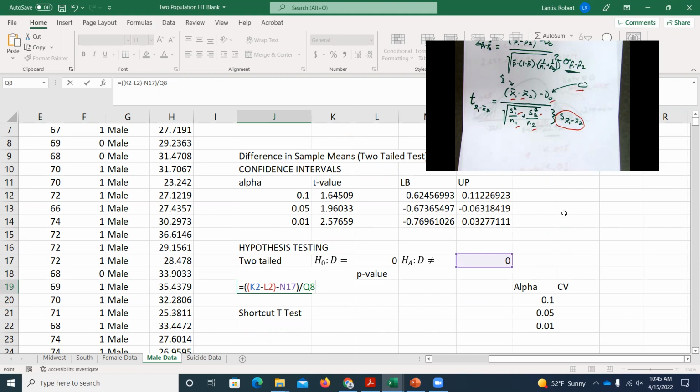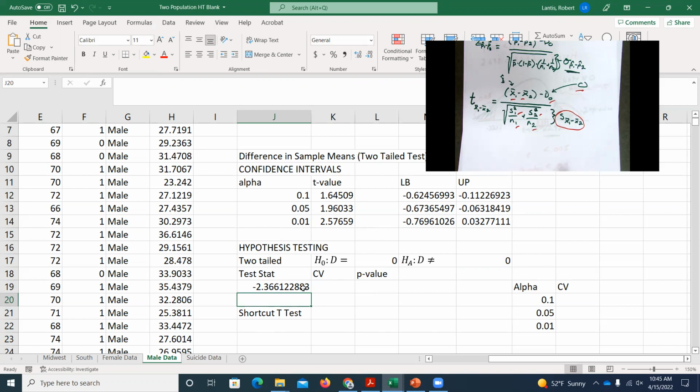Now I could type all this out: square root, and then go up and select the sample variance from group 1, which was males, over the sample size, etc. But since I already had that calculated in a separate cell, I'm just going to click on that cell. There we go. So I've got my test statistic.